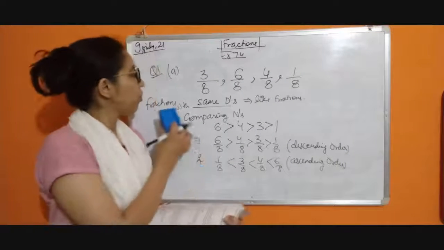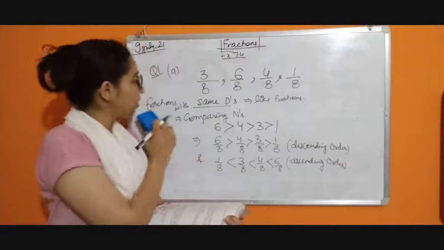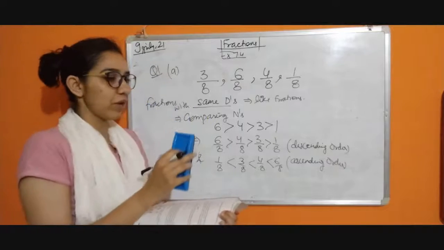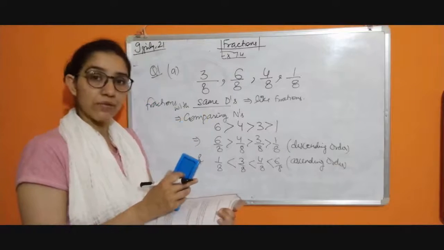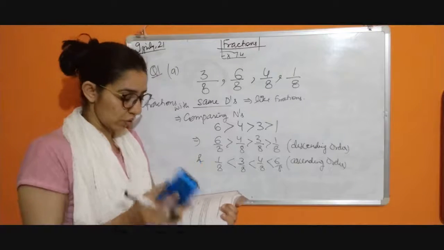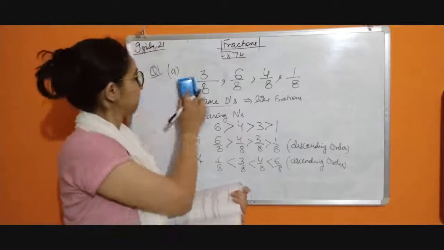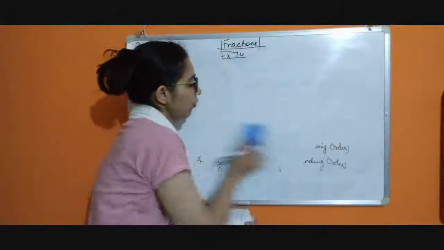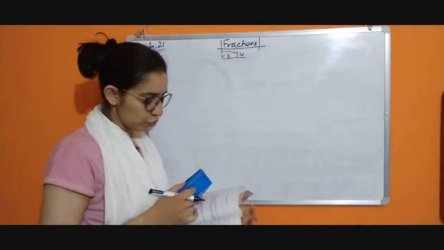the same, in which boxes are provided, and we have to write the corresponding fraction, and then we have to compare them, and we have to write them in ascending and descending order. So B part you can do by yourself. We are going to do C part.